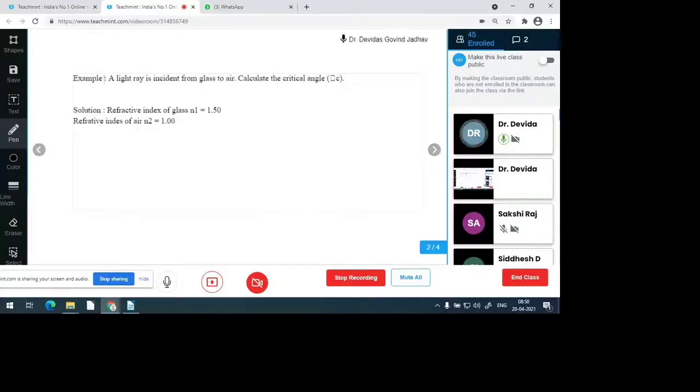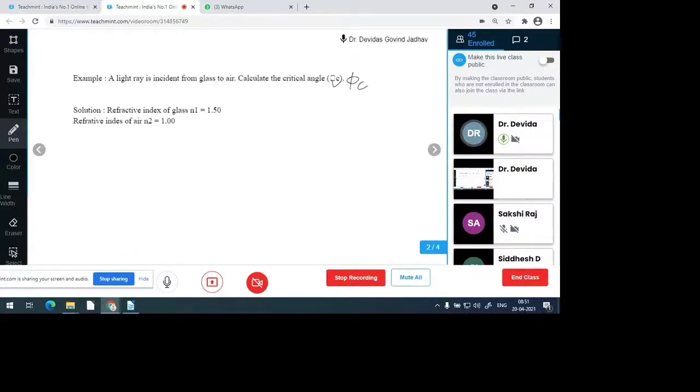So a light ray is incident from glass to air. Calculate the critical angle phi c. Again, the symbol is not able to display here. It is phi c.